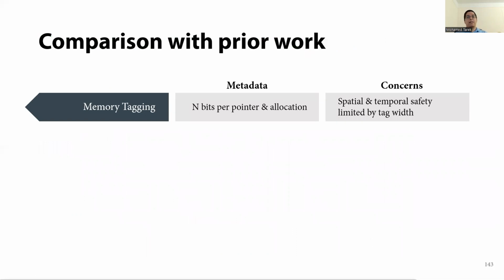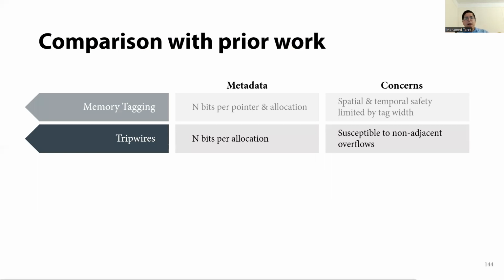This table summarizes the main approaches for achieving memory safety in the first column and the metadata used by each approach and its security coverage in the other two columns. Starting with memory tagging techniques like ARM MTE and SPARC ADI, those techniques assign colors or tags to every memory allocation and store the color in the pointer upper bits. Unfortunately, the security coverage of memory tagging is limited by the tag width, which is typically 4 bits.